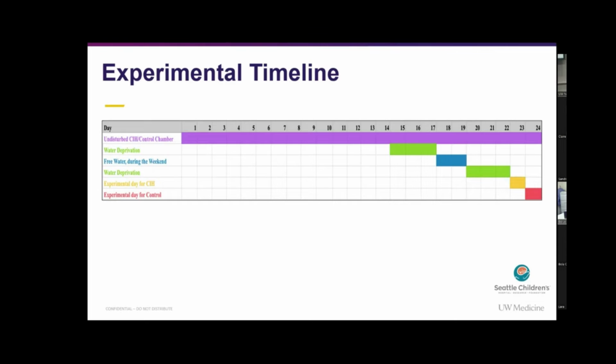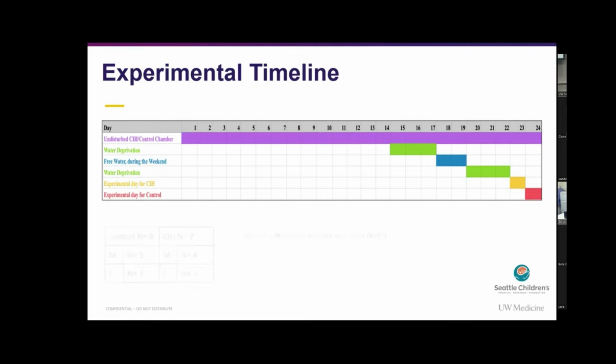I would like to note that they were water deprived in order to get them used to licking in the chamber that they were put into. As a reward system, they would get sugar water. However, they did receive a daily set amount of water every single day during that time period. The blue region is the free water they received during the weekend, and the yellow and red are the testing period days.